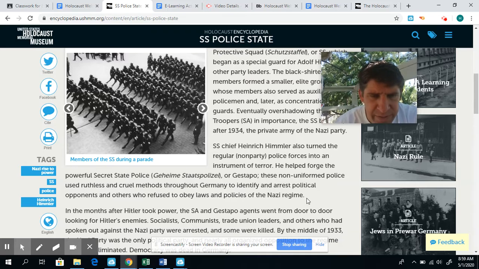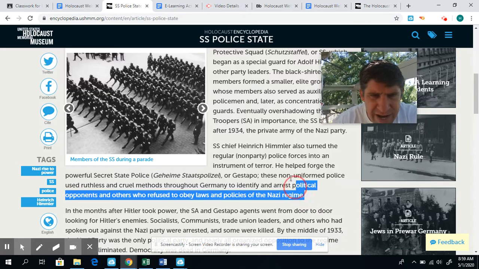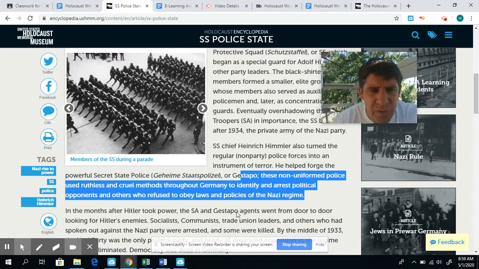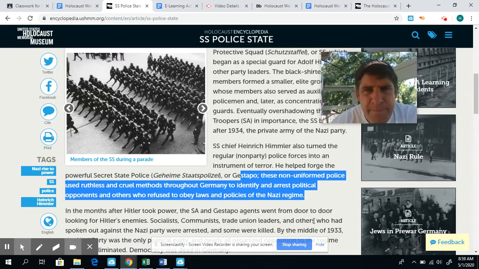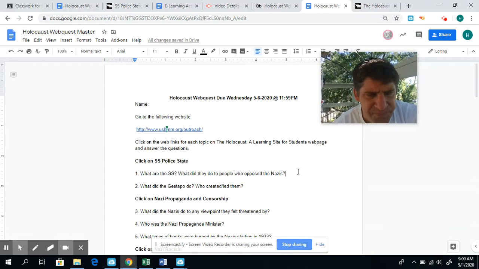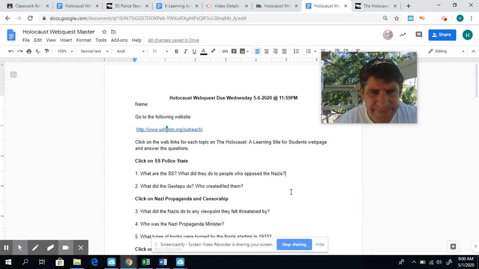Well, that's the same thing, though, right? Okay. These non-uniform police use ruthless and cruel methods throughout Germany to identify and arrest political opponents. Okay. So we say what? Secret police here. And what they did to opponents was they identified and arrested people that opposed the Nazis. No, I'm sorry, that's the Gestapo. So that's number two. He already messed up.